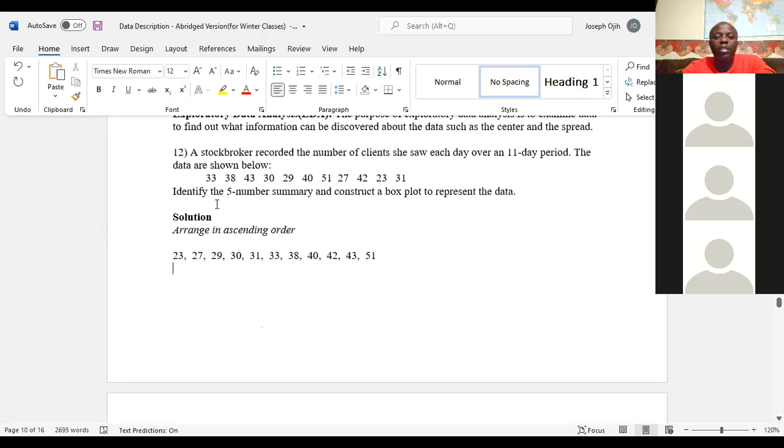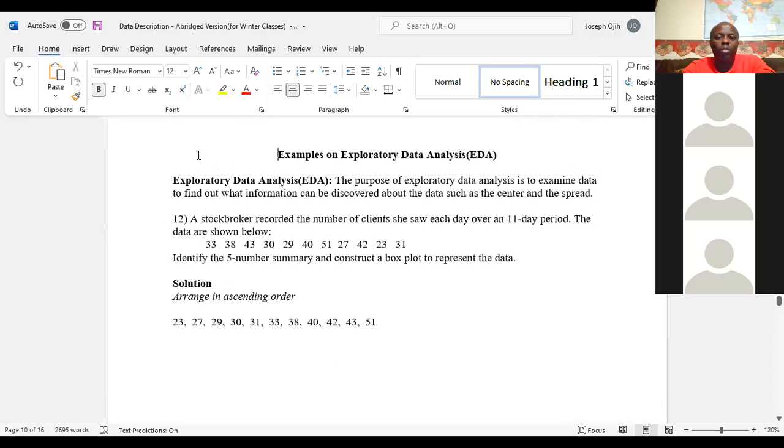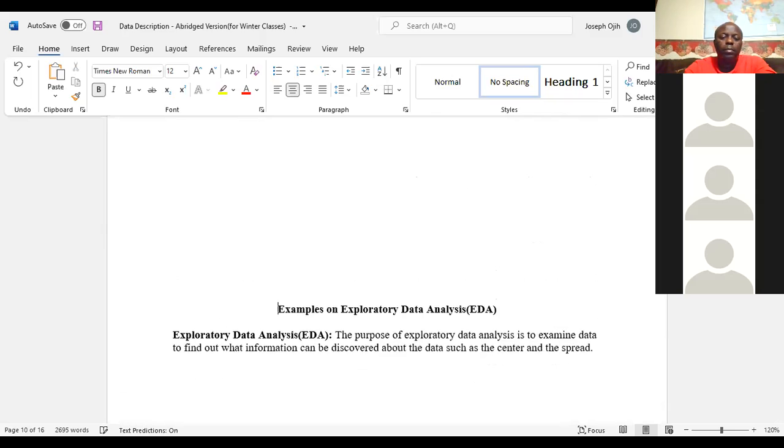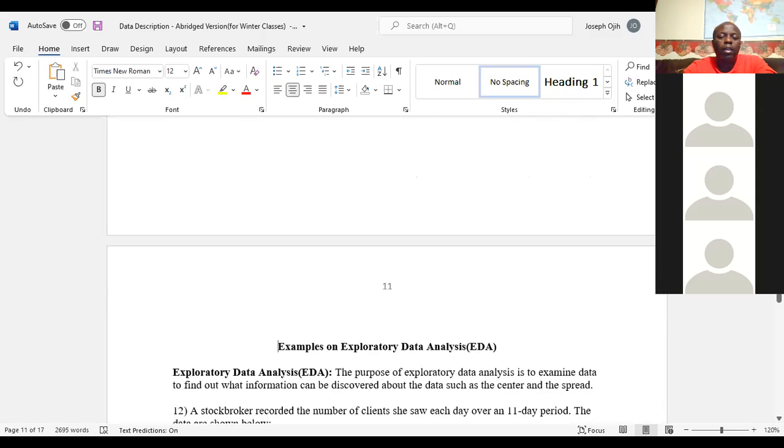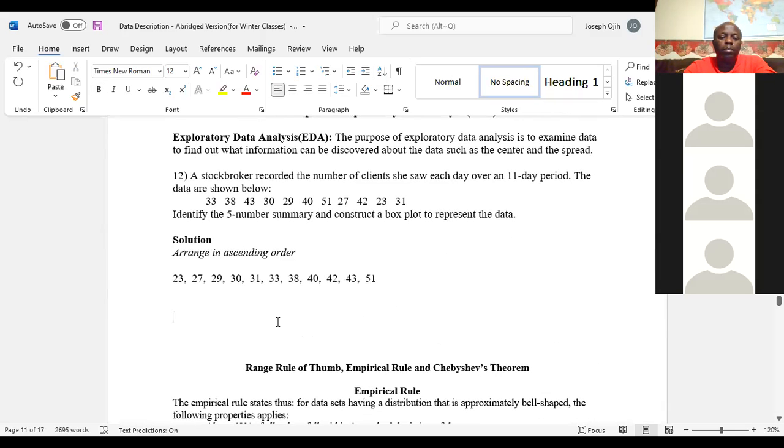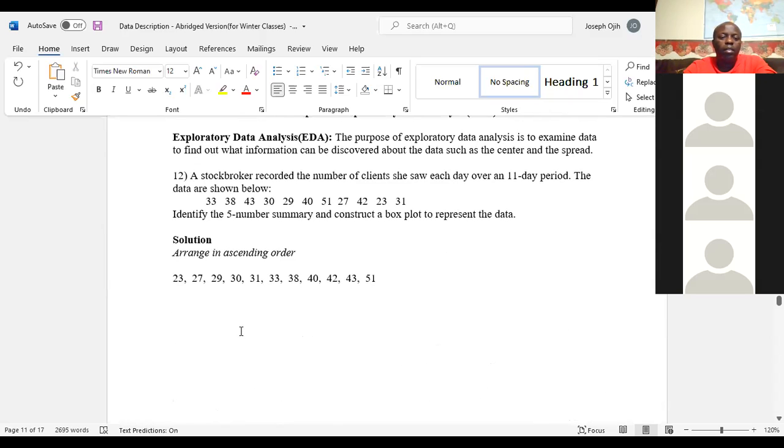So the 5-number summary means I'm going to move this down so we can have more room. Okay, now we have enough room. For the 5-number summary, first of all, find the minimum number there, which is the smallest number, 23. Okay, maximum.